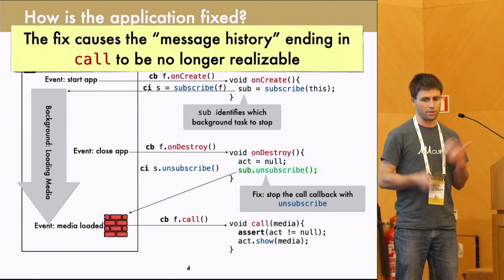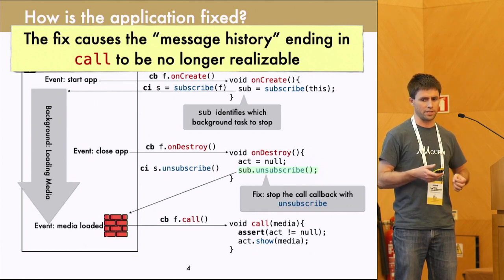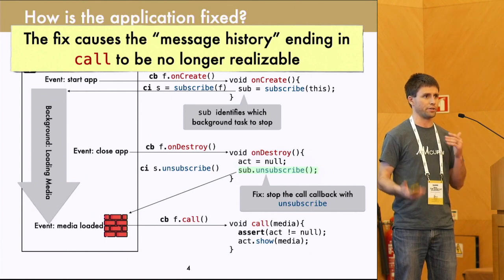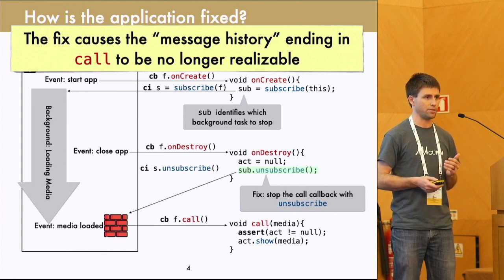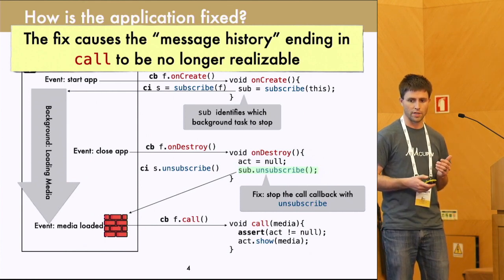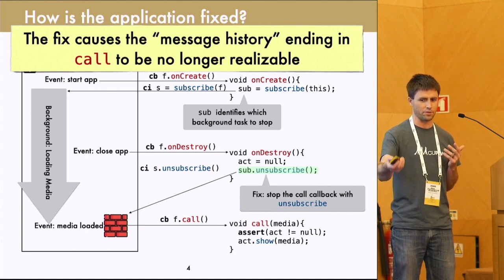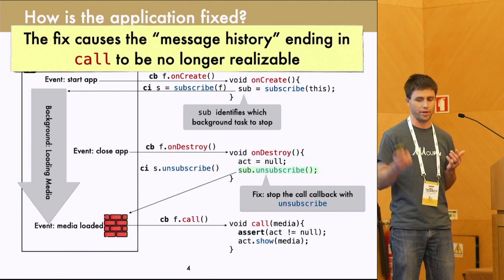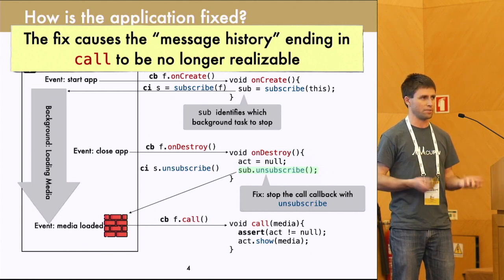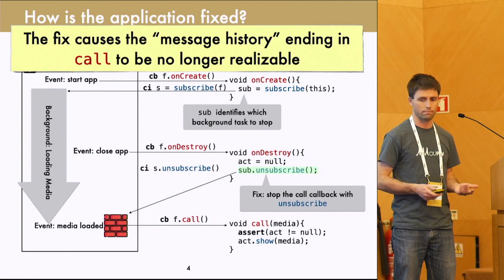And so the reasoning about this fix not only is about the ordering, but it's about the shared values between each of these messages. And to understand this fix, we need to know that this particular sequence of create, subscribe, destroy, unsubscribe, call is not realizable under the real framework.